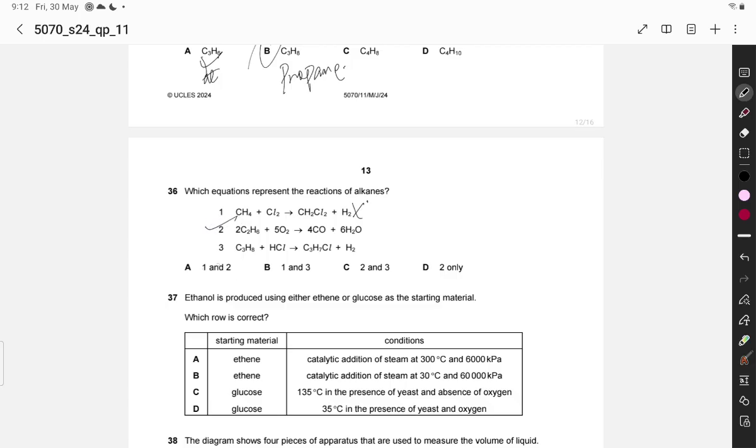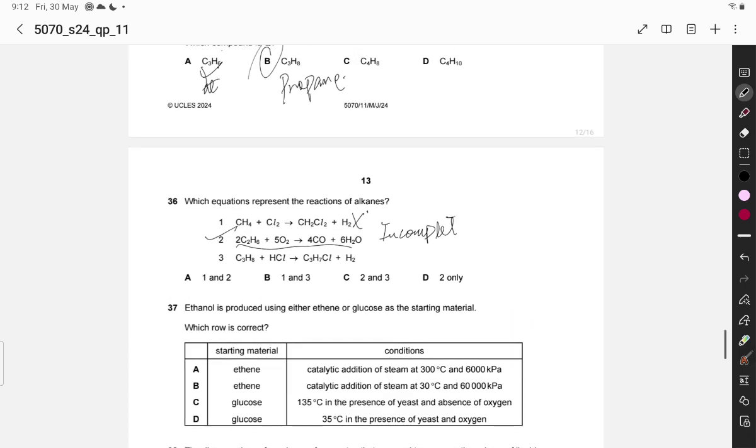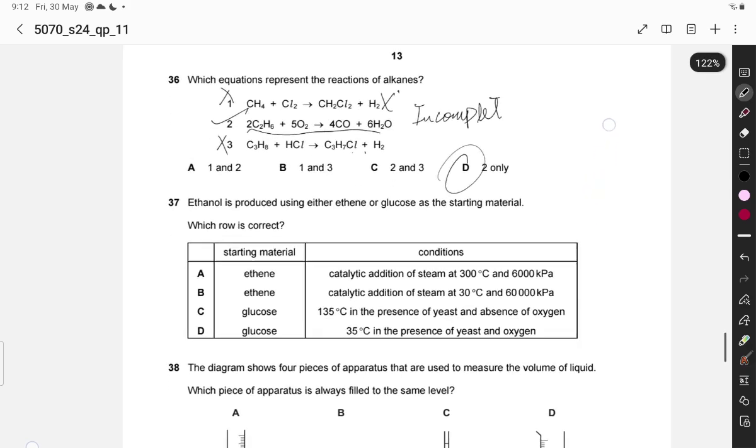This is the correct reaction. This is incomplete combustion, and during incomplete combustion carbon monoxide and water are formed, and this is the correct balanced chemical equation. C3H8 propane plus HCl to form C3H7Cl plus H2. This is not correct. HCl cannot react with alkane, so it is not a correct chemical equation. D option is correct.